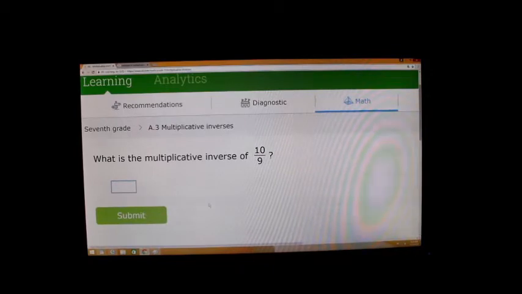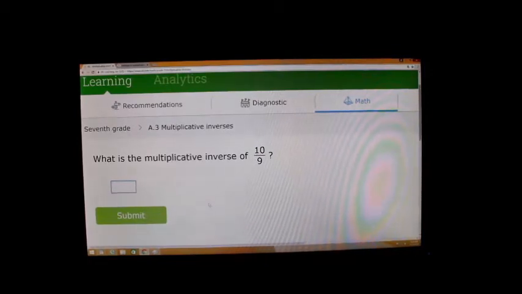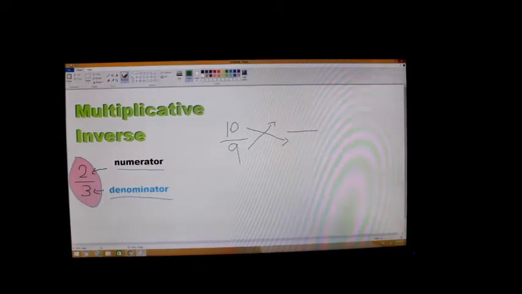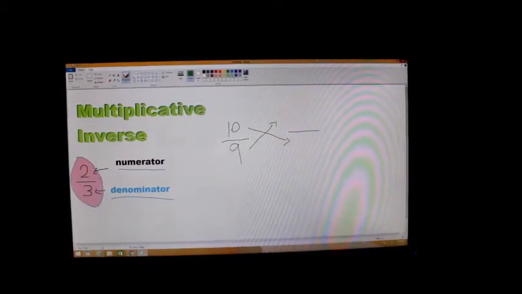What is the multiplicative inverse of 10 over 9 or 10 divided by 9? The question is asking us to find the multiplicative inverse of 10 over 9. 10 is the numerator and 9 is the denominator. All we have to do to find the multiplicative inverse is switch the position of the numerator and the denominator. Therefore, 10 goes to the bottom and 9 goes to the top. That's our answer, 9 over 10.